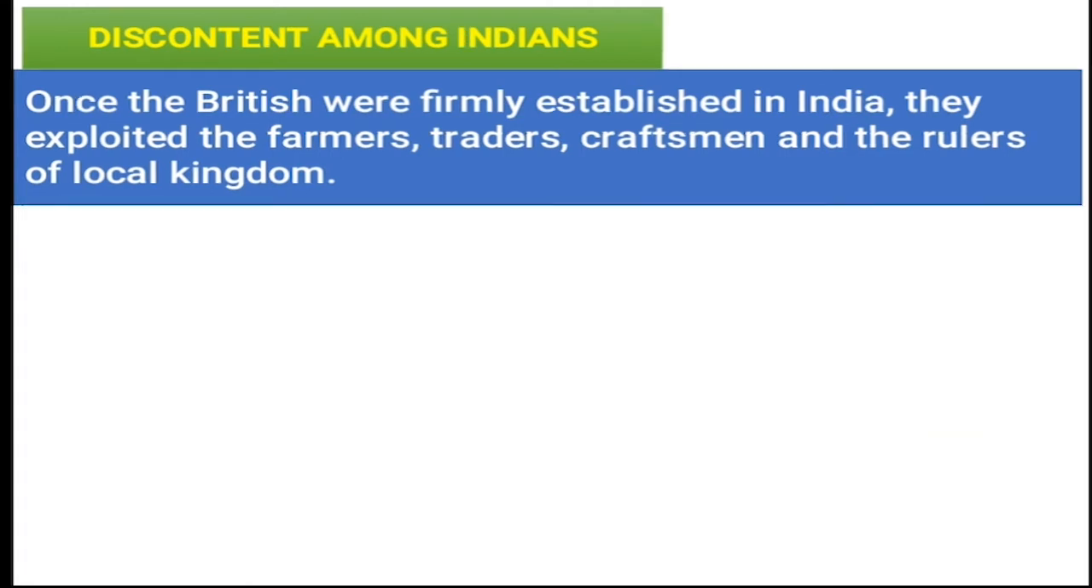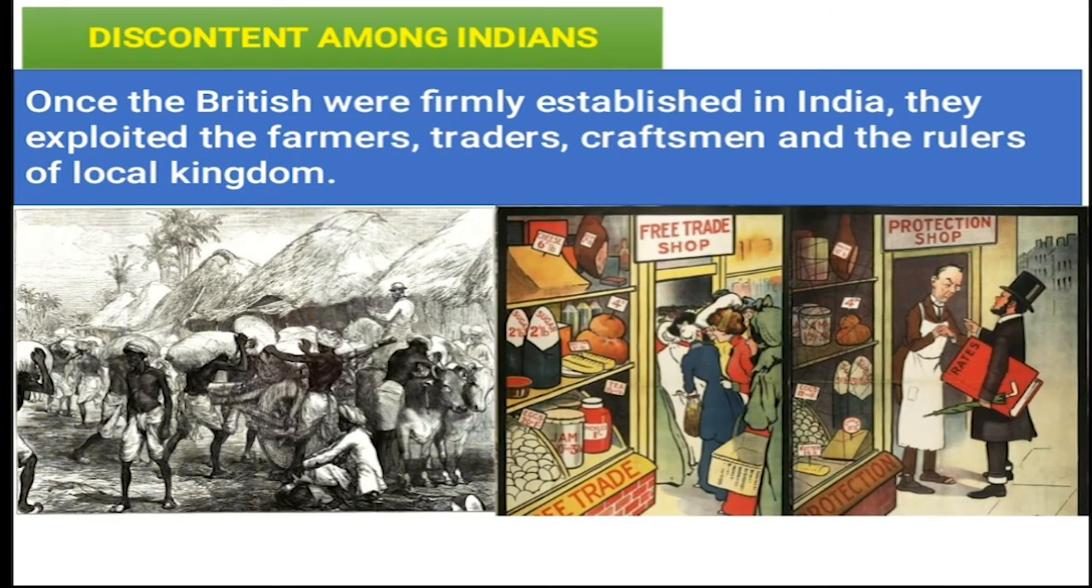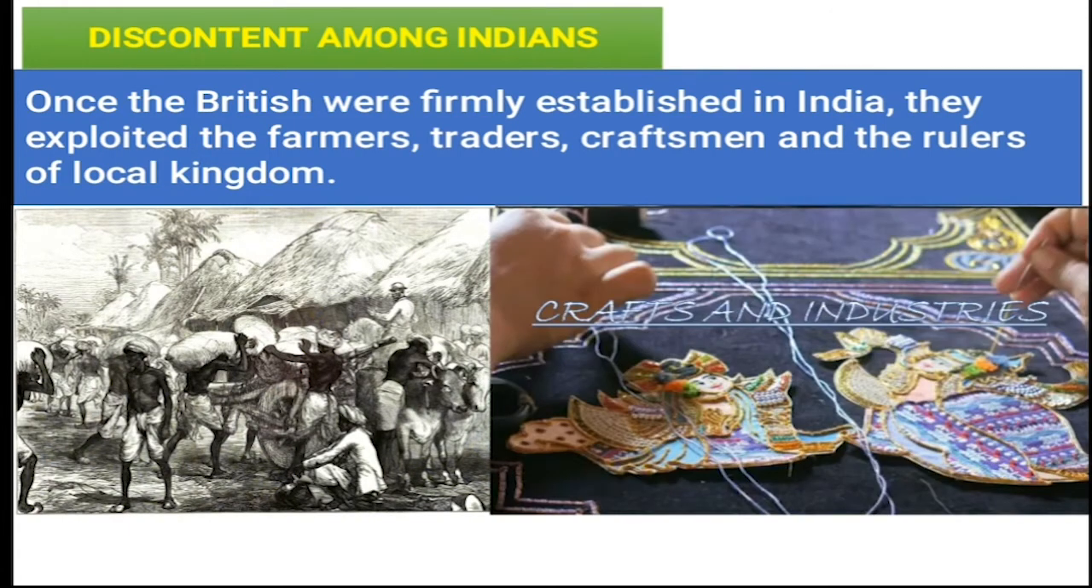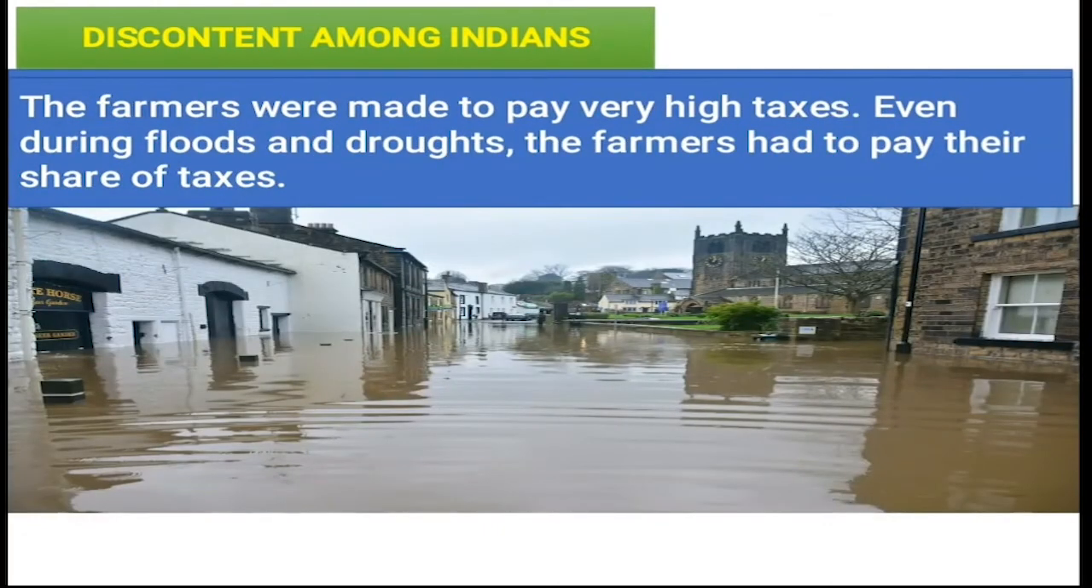So why? Why were the farmers, traders, craftsmen and the rulers not satisfied with the British? The farmers were not satisfied with the British because the farmers were asked to pay very high taxes. Even when there was flood, when there was drought, that time also they were asked to pay a high amount of taxes.